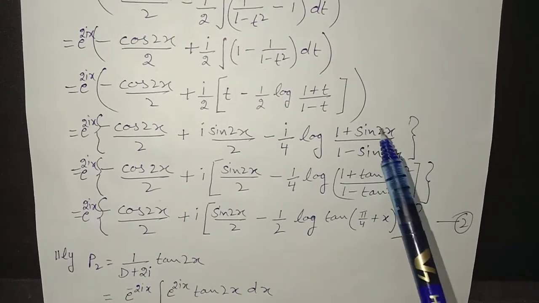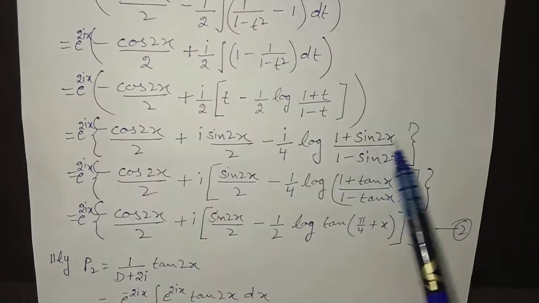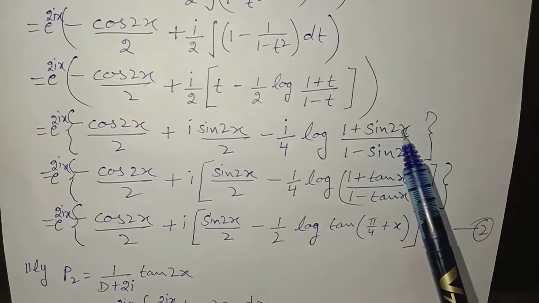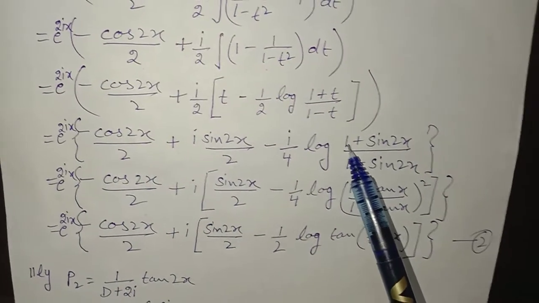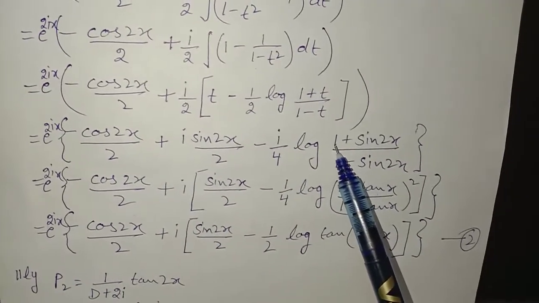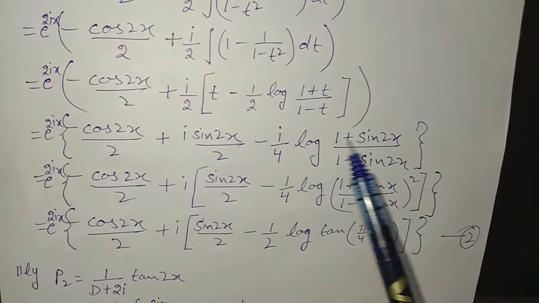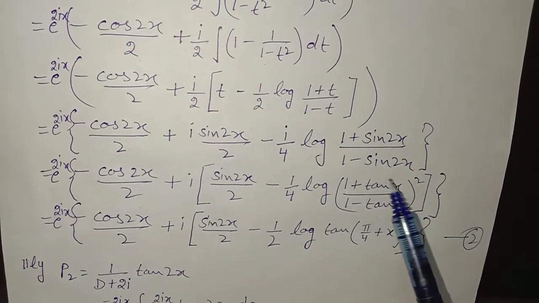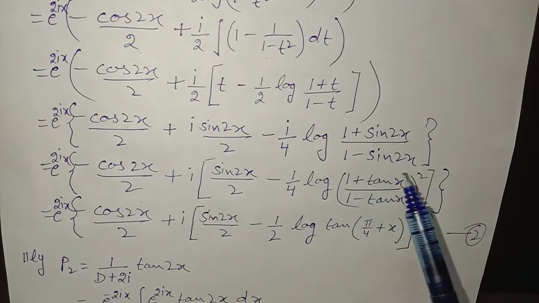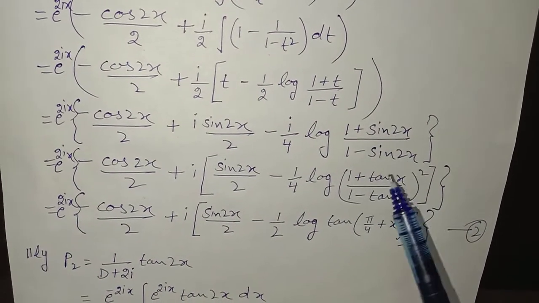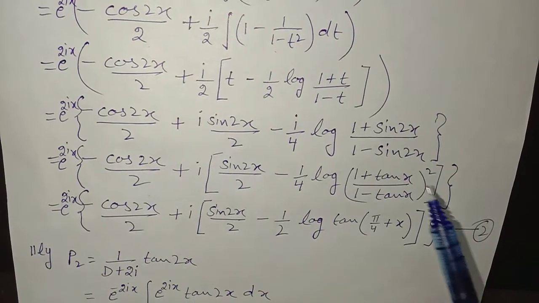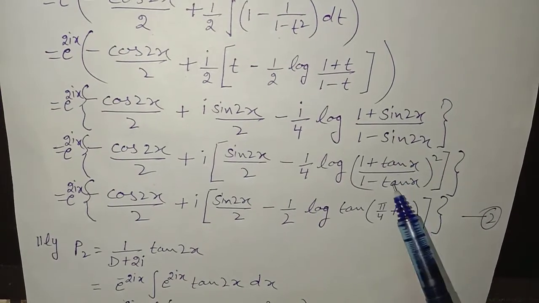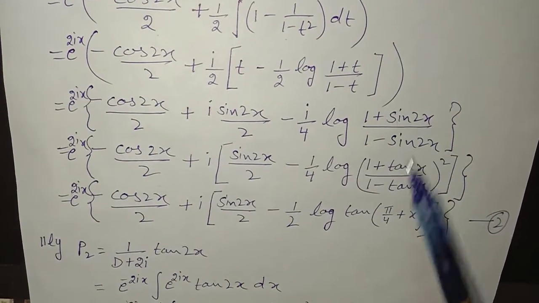In this third term we write this formula. So in place of sine 2x we write 2 sin x cos x, and in place of 1 we write sine square x plus cos square x. Okay, so the numerator will become cos x plus sin x whole square, and the denominator will become cos x minus sin x whole square. Okay, and divide the numerator and the denominator by cos square x, you will get this formula. Or directly you should know that this can be written as this.